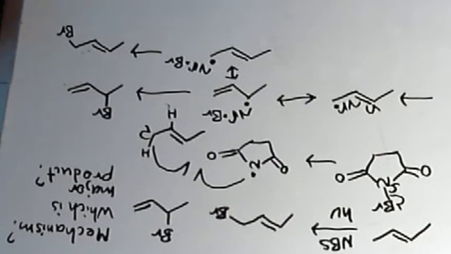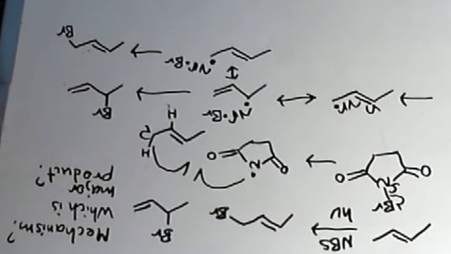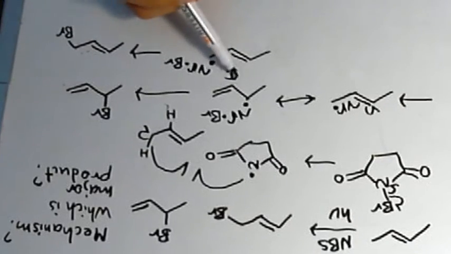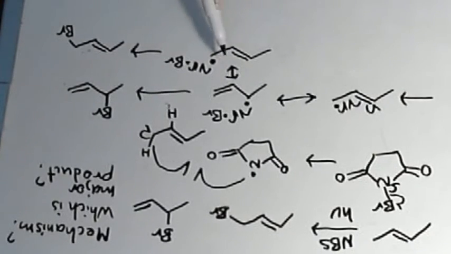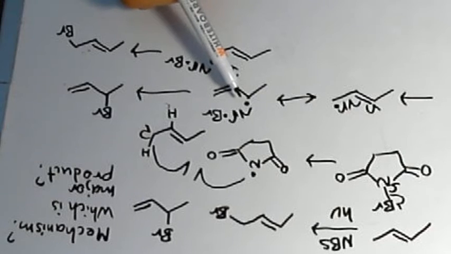So now that we've completed the mechanism, we have to answer the second question, which is which is the major product of these two, right? And the way we want to do that is we want to look at the intermediates, figure out which one is the most stable, right? So is this intermediate the most stable, or is this intermediate the most stable? Well, what kind of radical is this? This is the secondary radical, right?